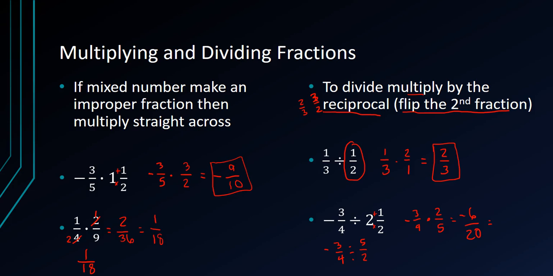Again, if you would have noticed the 2 and the 4, you could have canceled at the beginning. Otherwise, it's fine. We can just divide by 2 now and reduce this to negative 3/10. And that's all there is to multiplying and dividing fractions.